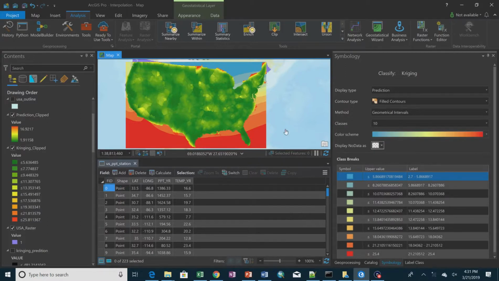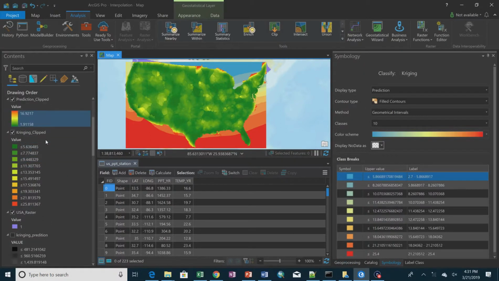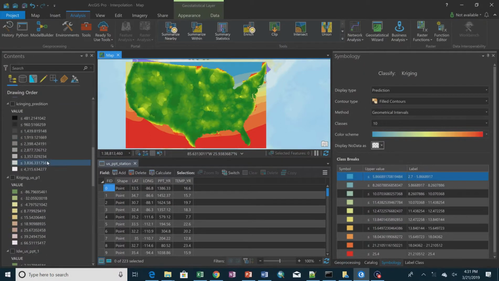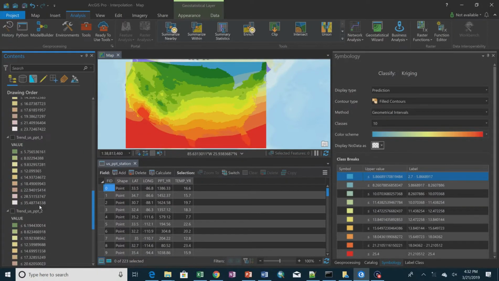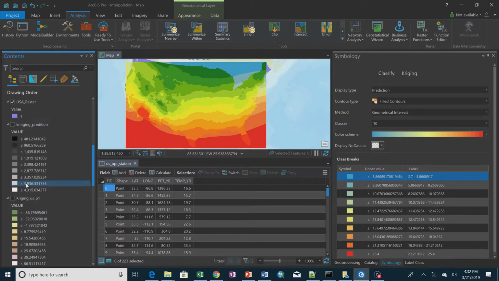Did I just close it? Oh no, it's this one, right? Nope. I think I just closed it. Oh, so there it is right there, Kriging. I'm going to close these other ones.